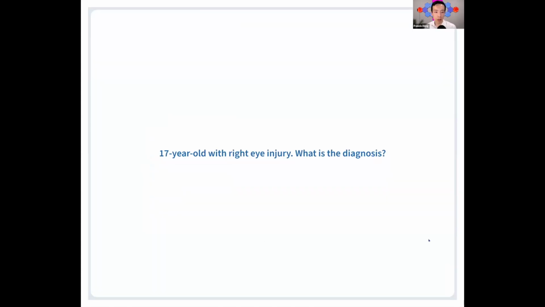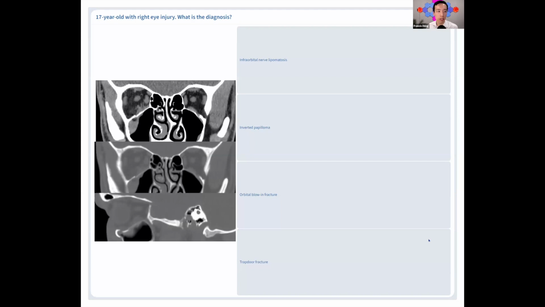A 17-year-old with right eye injury is the next patient. What is the diagnosis?